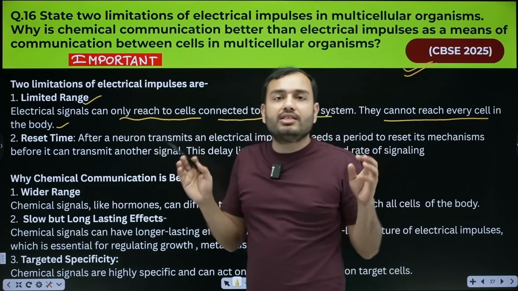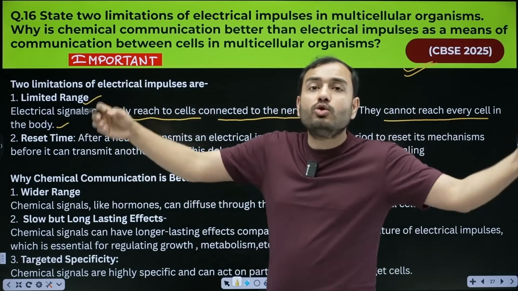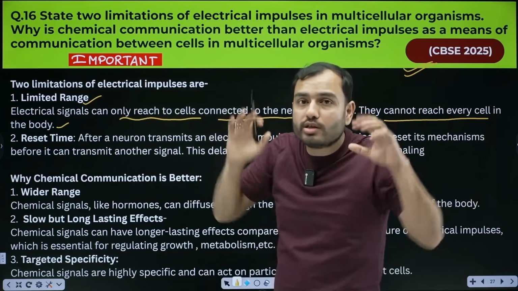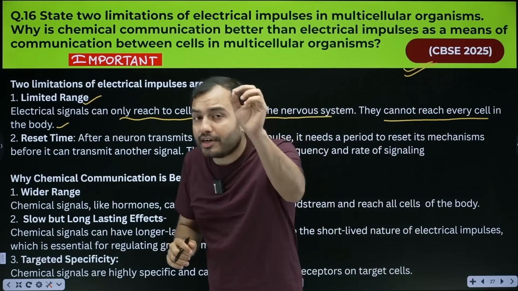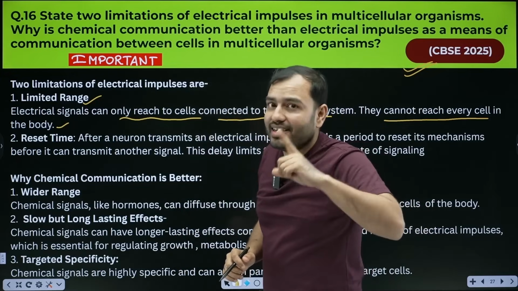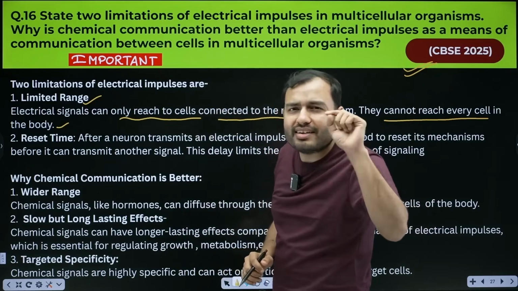So here there is a limited range. They can only reach those cells that are touching the neuron, connected to the nervous system; they cannot reach all cells. The second important disadvantage, limitation, is generally skipped by people. NCERT provides it. The second important disadvantage is reset time.